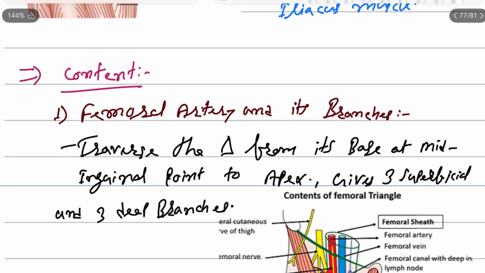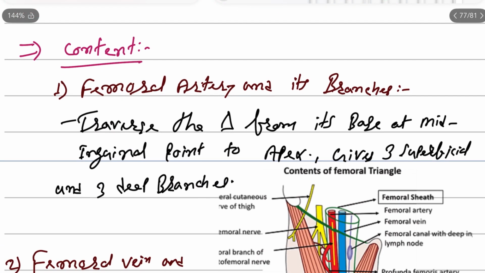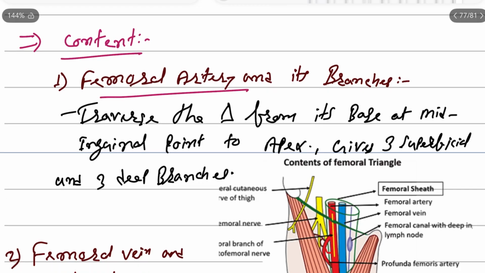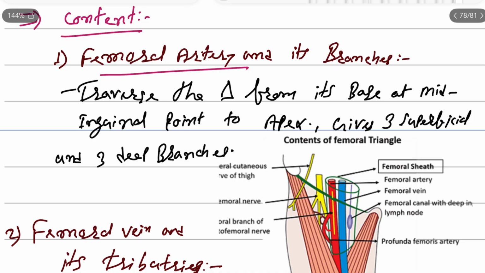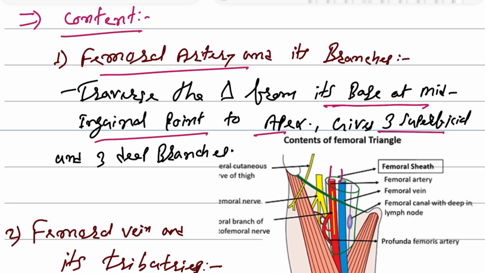Now I will discuss the contents of the femoral triangle. The contents are the femoral artery, this is the femoral artery, and the femoral vein. The femoral artery traverses the triangle from the base at the mid-inguinal point to the apex. It gives 3 superficial branches and 3 deep branches.